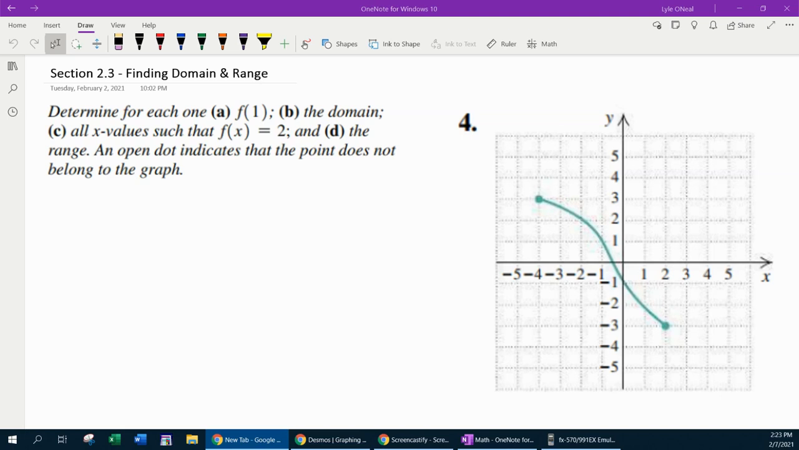So for our first example here, number 4, it says determine for each one, that means each one of these problems. And then the first thing they want us to find is f of 1. So for part A, f of 1, let me explain exactly what that means.